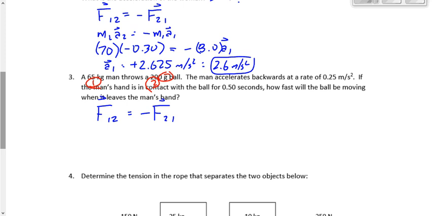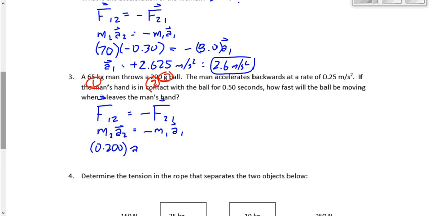What's that going to get me? Don't worry about what that's going to get you. That's valid. We are allowed to do what's valid. So let's do it and get something and see if that helps us to get something else. F12 is M2A2 equals negative M1 times A1. M2, we already established, is the mass of the ball, 0.200. We don't know the acceleration of the ball.